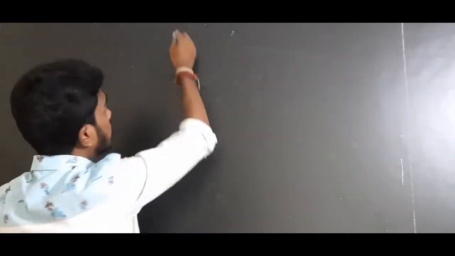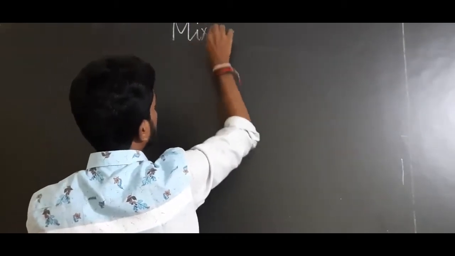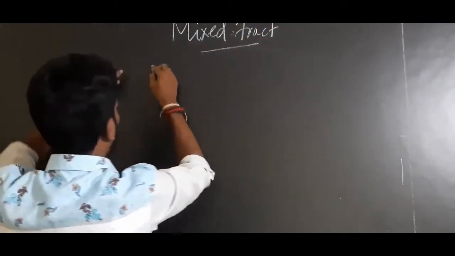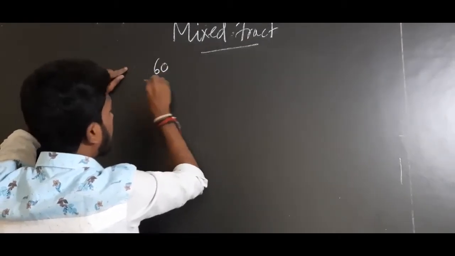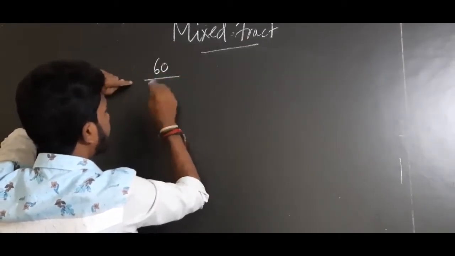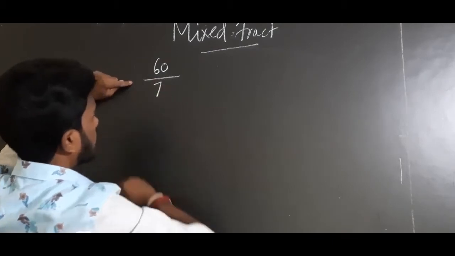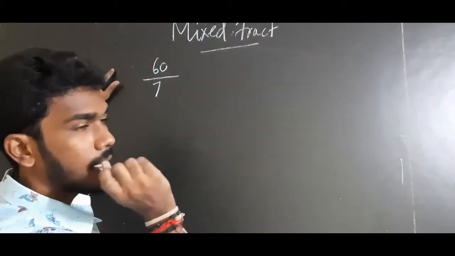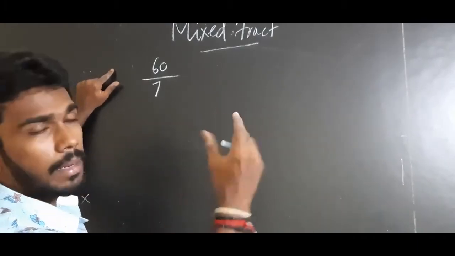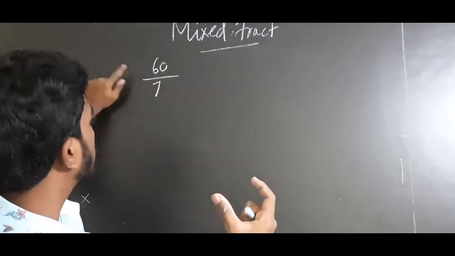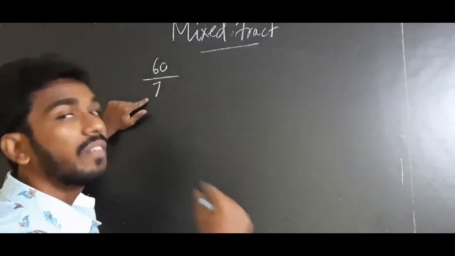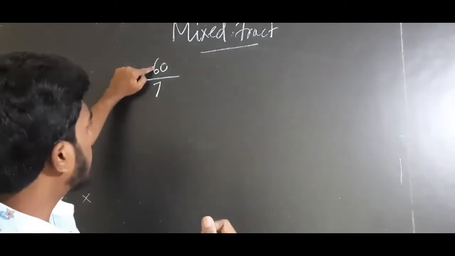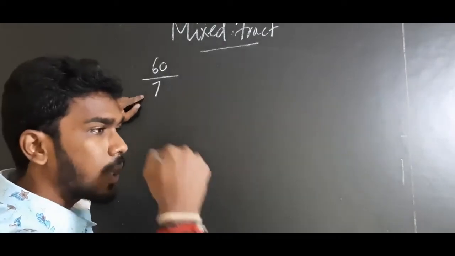Next one, what we're going to see is mixed fractions. So what is meant by a mixed fraction? For an example, 60, I'm dividing it by, let's take 7. Obviously, we won't get a complete real number answer, because 60 is not going to be divisible by 7. Definitely it will make a mixed fraction. A mixed fraction exists when a number is not divisible by the divisor.